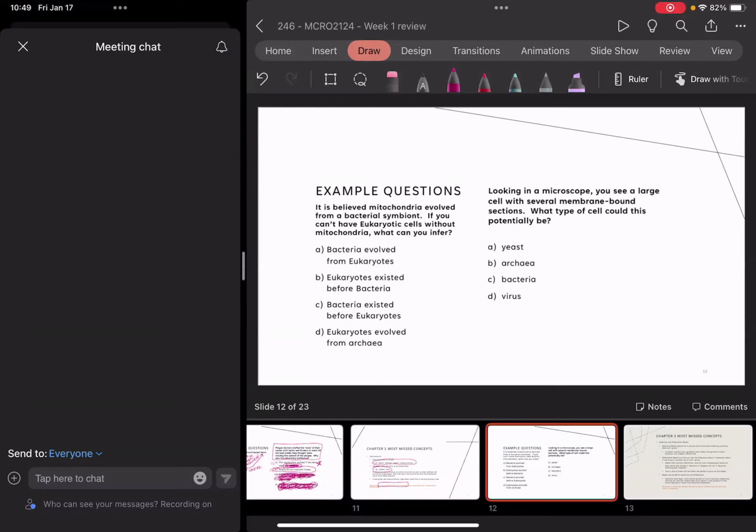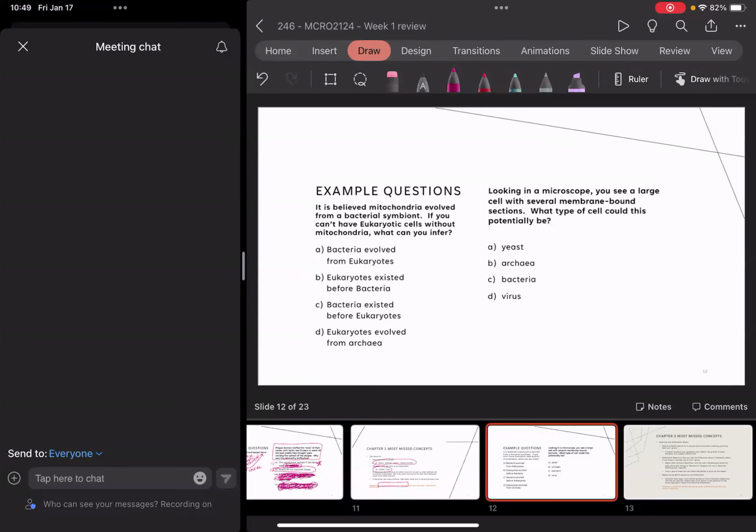That's called symbiosis. If you can't have eukaryotic cells without mitochondria, what can you infer? So eukaryotic cells get their energy from their mitochondria. They don't make it any other way. So you can't have a eukaryotic cell without their mitochondria. So what would you infer from this idea of how this happened? Did bacteria evolve from eukaryotes? Did eukaryotes exist before bacteria? That wouldn't make sense.